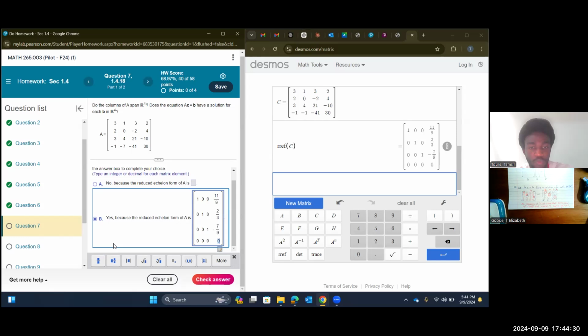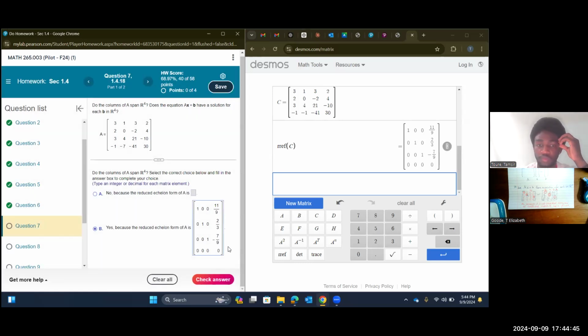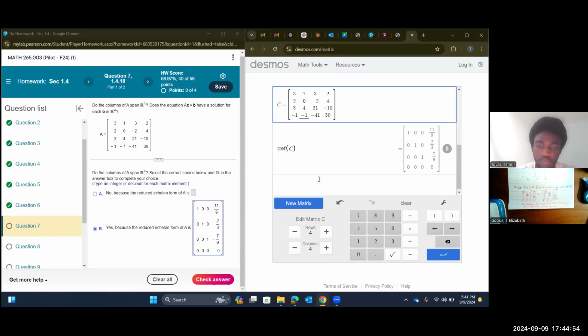Quotients of integers, right? There you go. Oh, snap. All right, hang on, let's take a look. Let's just double check your entries in your matrix C: 3, 1, 3, 2, 2, 0, negative 2, 4, 3, 4, 21, negative 10, negative 1, negative 7. There we go.